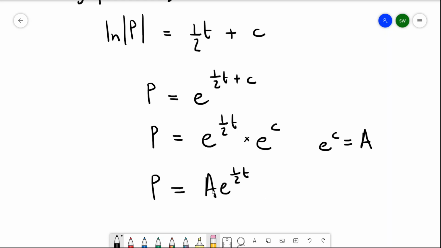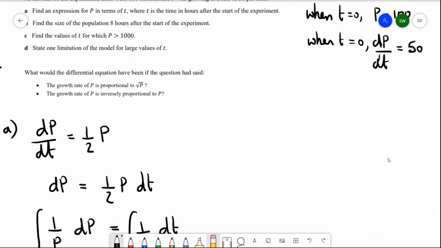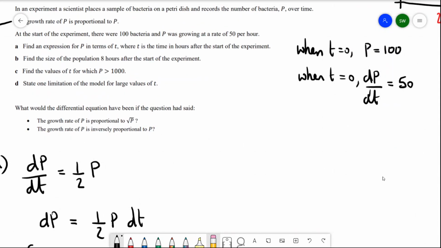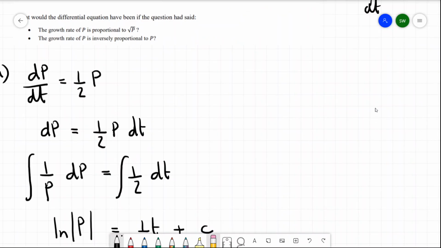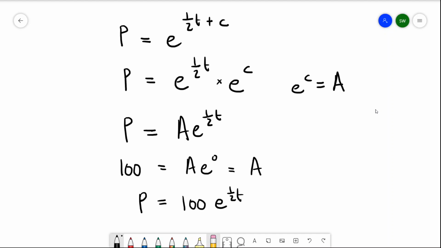So finally, we need to find out what this value of capital A is. Well, that's not a problem because we know that when t equals 0, p equals 100. So at this point, I can sub in 100 for p and t equals 0. So we'll have a e to the 0. e to the 0 is just 1. So we know that a equals 100. So we can write p equals 100 e to the half t.